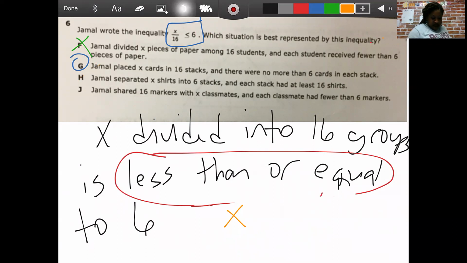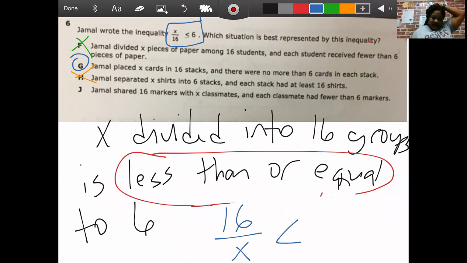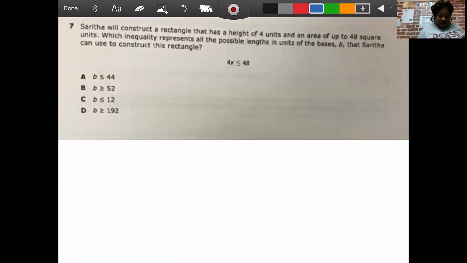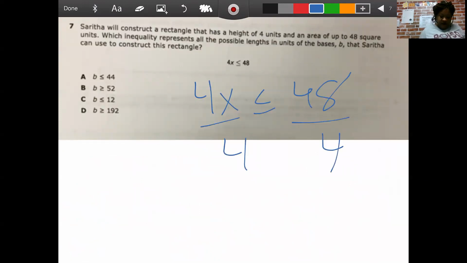Okay, let's read J just to make sure. Jamal shared 16 markers with X classmates, and each classmate had fewer than 6 markers. So 16 broken into X groups, and this does not match our example. So your answer is G. Okay, number 7. We've already done these. Divide by 4, X is less than or equal to 12.